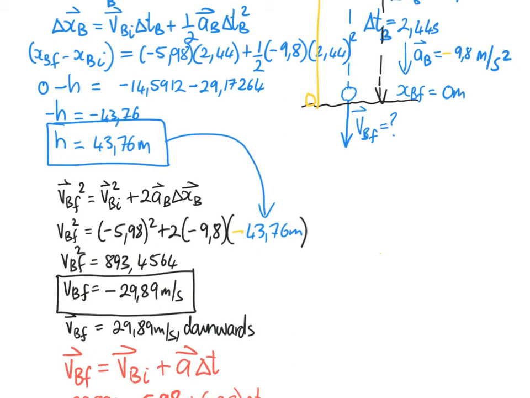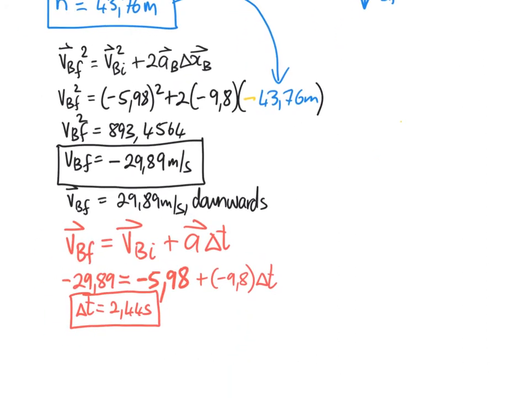And whilst it's not necessary, we can just check. If we use vb final equals vb initial plus a delta t, where vb final is minus 29,89, the initial velocity is minus 5,98, and acceleration is minus 9,8, and we solve for delta t, we get the 2,44 seconds. So I've done this so that we can draw the graph later on. And so you also can see that these equations all work together and they tie into each other. So with this now, let us move on to the next question.